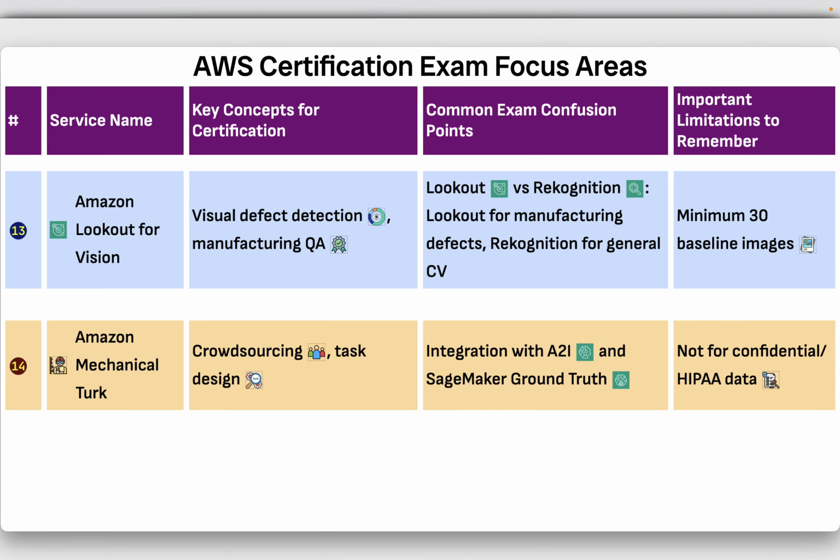Then we have Amazon Mechanical Turk. Key concepts is crowdsourced and crowdsourcing, and there is something like task design which is involved. Common exam confusion points are integration with Amazon Augmented AI and SageMaker Ground Truth. Important limitations to remember is it is not meant for confidential data or any HIPAA data, because this will be crowdsourced and this has to be made public.